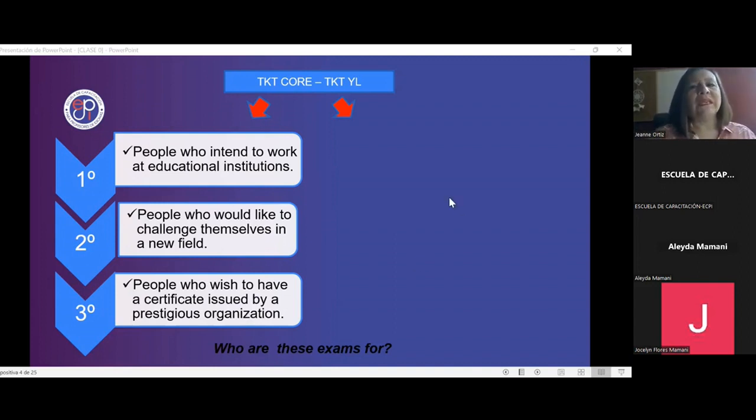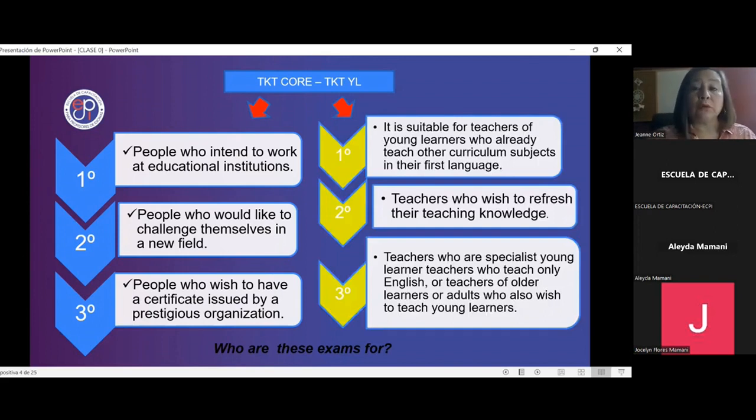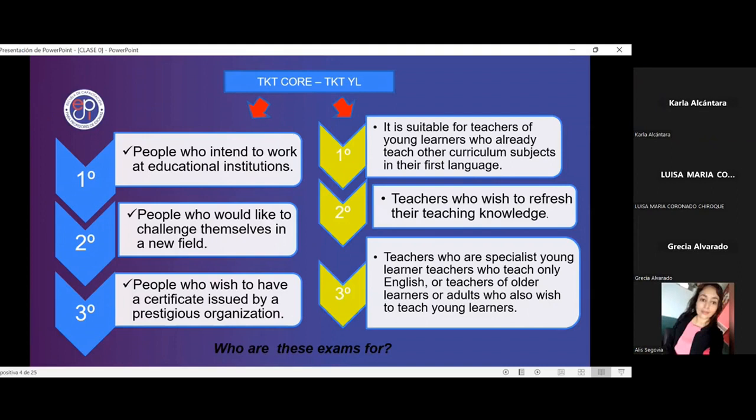Now, TKT Young Learners. It is suitable for teachers of young learners who already teach other curriculum subjects in their first language. Sometimes when we're teaching at school, we have kind of 24 hours of English, 20 hours of English, or we teach 3 days a week, and they ask to teach other, for example, communication, CTS, or whatever other subject is necessary to teach. So also for those kinds of teachers, you can apply for TKT Young Learners.